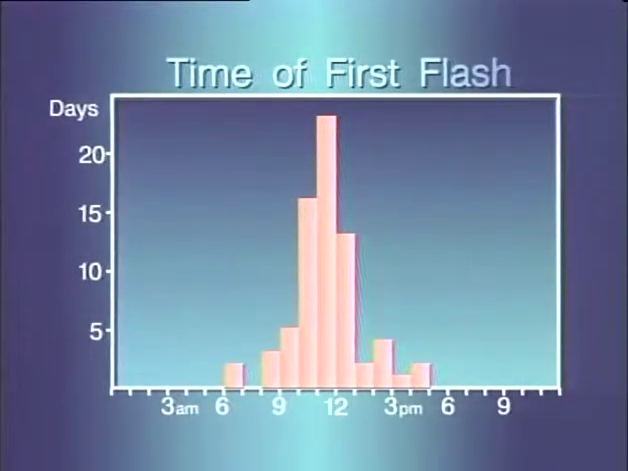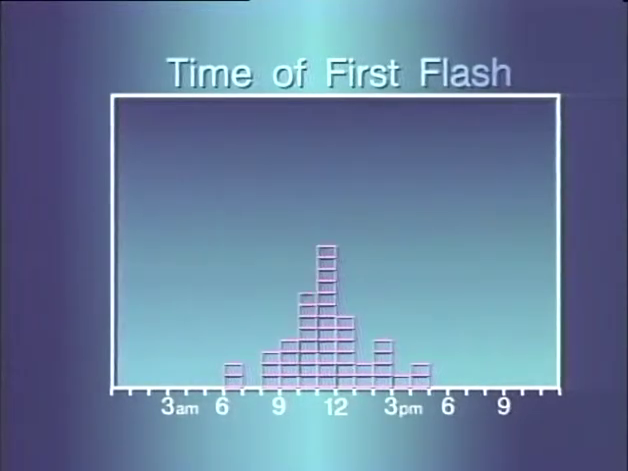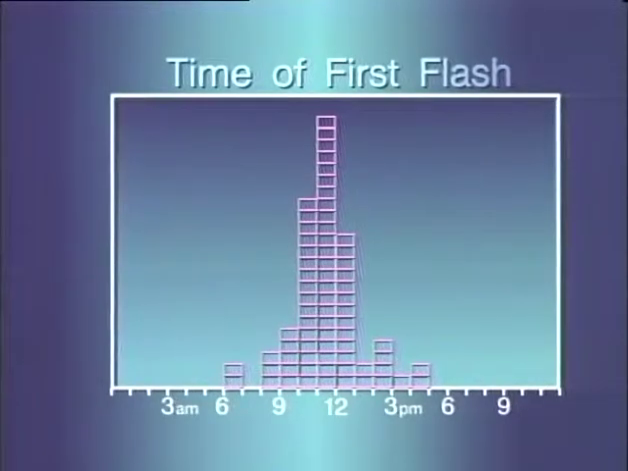To see the distribution of time of first flash, he used a histogram, which is a special kind of bar chart. Here's how he did it. To simplify the task, Lopez counted how many first flashes fell in each hour of the day. Because the data was stored in a computer, the computer did the counting. Now we can draw a histogram to display the distribution.